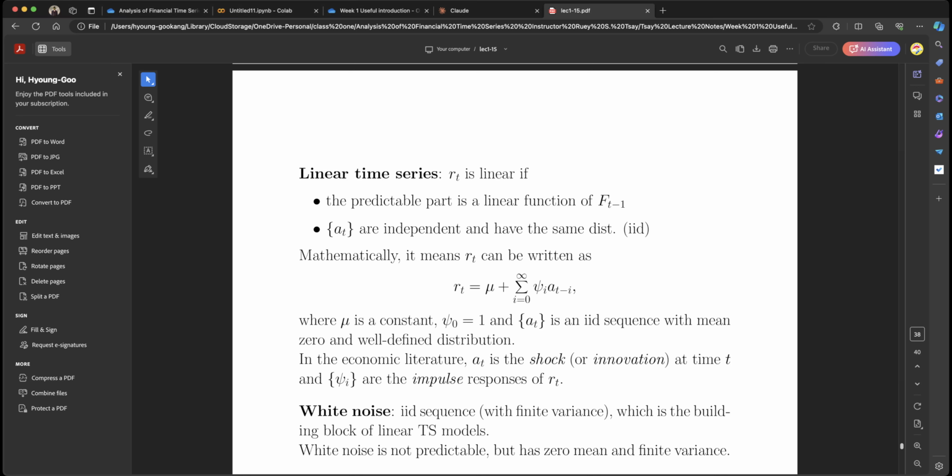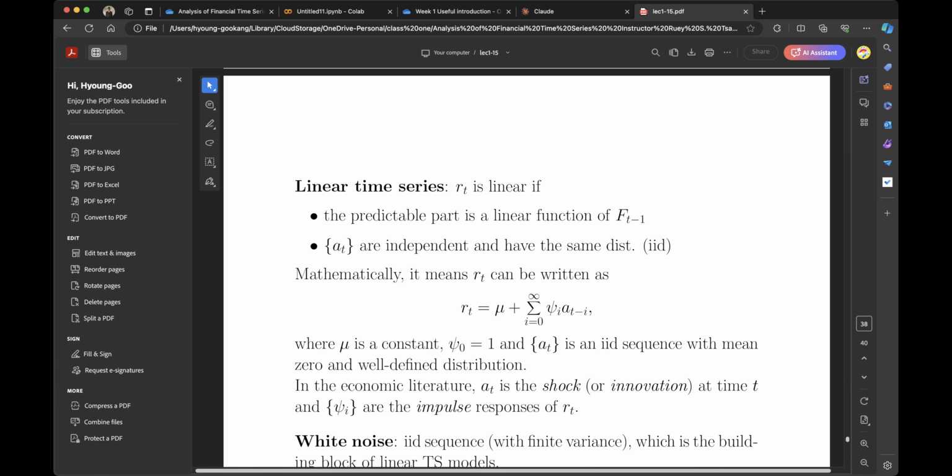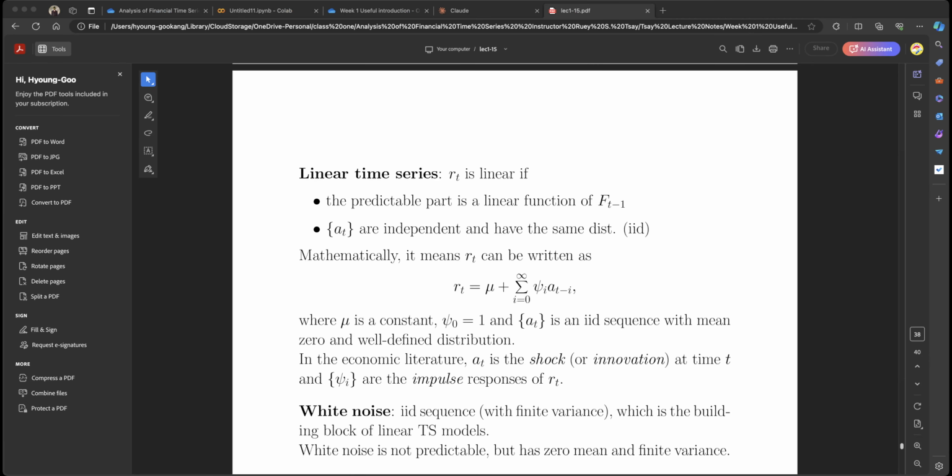Actually, I can make this one a bit smaller. Actually, yes, okay, this is better.